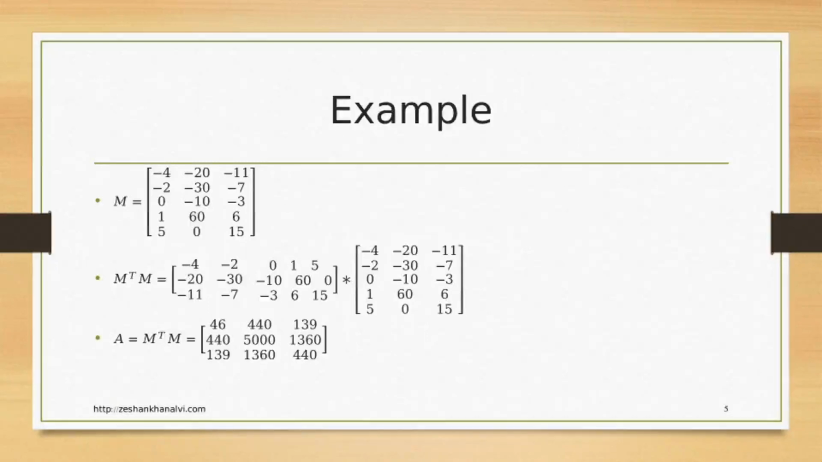For example, here M transpose into M will result in a 3 cross 3 matrix, but M into M transpose will result in a 5 cross 5 matrix. We can use both of them, but in both of them there will be a maximum of 3 non-zero eigenvalues. The other two will be zeros if we use M into M transpose with the 5 cross 5 matrix.